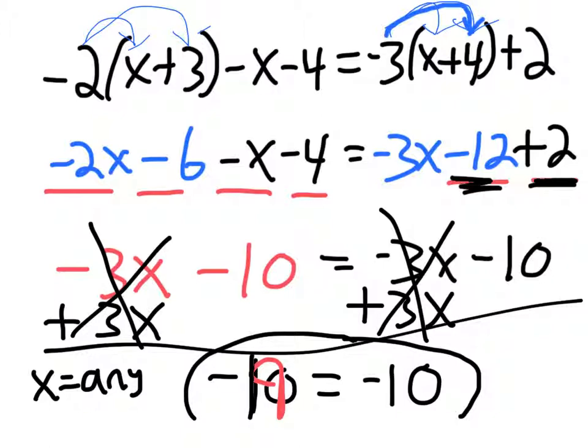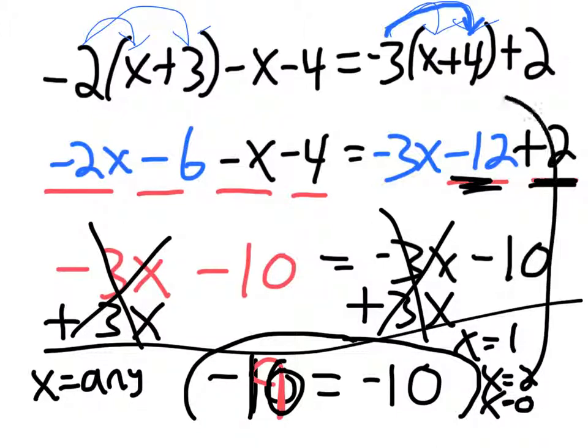Anytime you come up with two numbers that are exactly the same, there's nothing left to solve. That means x can be any number. Go ahead and try plugging in x equals 1, or x equals 2, or x equals 0. You should see that it works in this top equation. Okay.